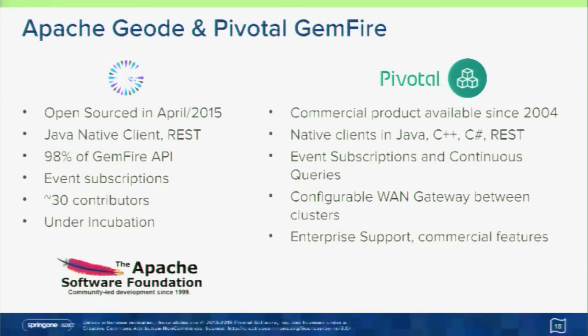And then just to compare the open source version versus the Pivotal one, Geode and GemFire. Geode was open sourced in 2015. Everything we are using here is using Geode. We are not using GemFire for the demo. The key features that are still only in GemFire are the WAN gateway and event subscriptions, although we are using something similar to that in our demo for the UI interface. So you're going to see that there's a workaround to use that as well.